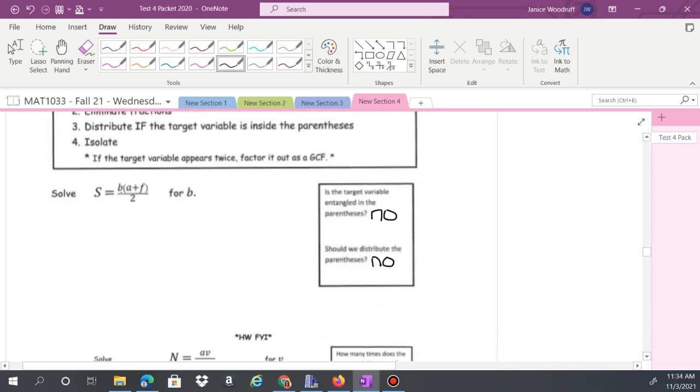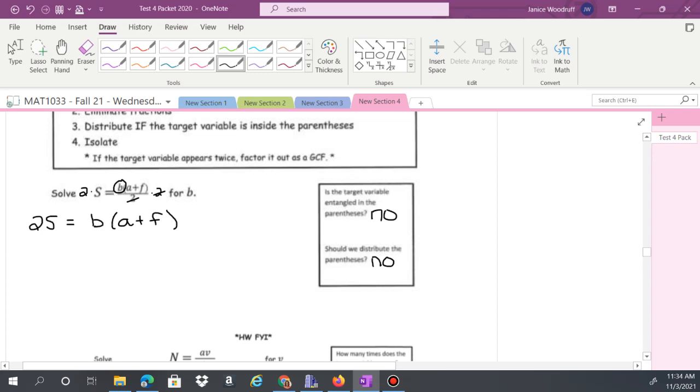Okay, so here what I would do is I want to work to isolate this. So I'm going to start with the thing furthest, which is under the division sign, a 2. So I'm going to do the opposite of divide, and I'm going to multiply. So I'm going to multiply both sides by 2. On this side, 2 cancels, and I have 2 times s, so I write that as 2s equals b times a plus f. Again, I do not distribute that. I don't want it distributed.